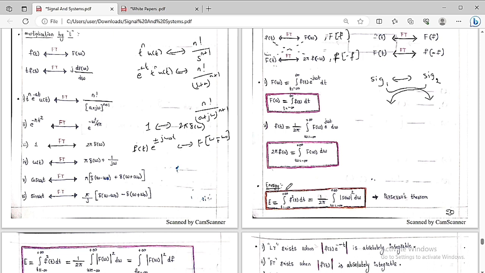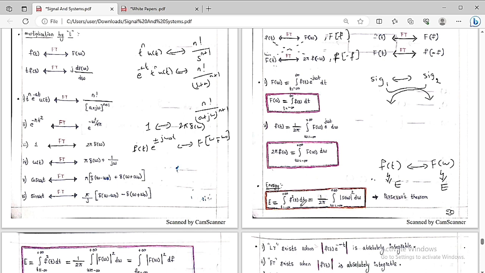So for both the curves, f of t is going to give you f of omega. This signal has some energy E. Its corresponding Fourier transform will also have the same amount of energy E. So what is that? We need to figure out.